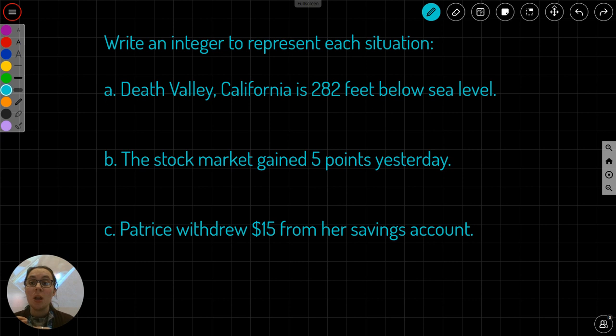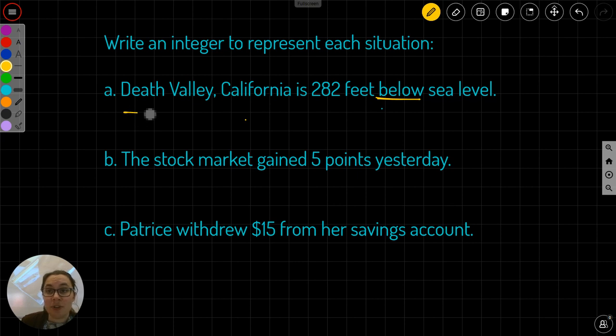So, for example, Death Valley, California is 282 feet below sea level. If we look at the key word here, which is below, in yellow, below sea level, below indicates less than 0, right? It's underneath the sea level. Therefore, our integer is going to be a negative number.